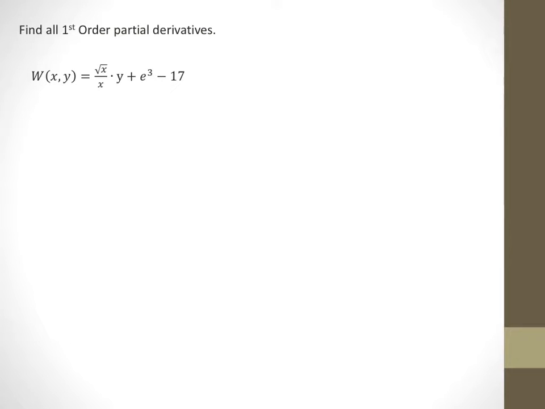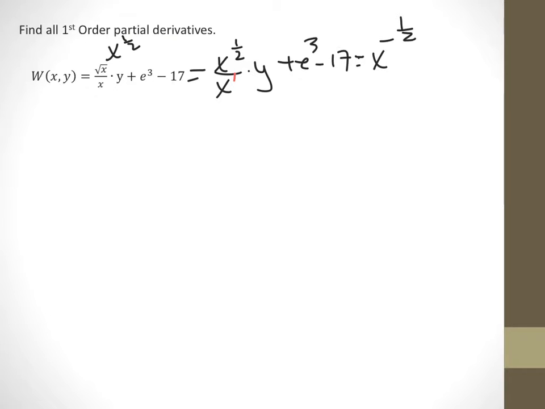Now for this one, we're going to need to do some algebraic simplification first. The square root of x is x to the 1/2. So this guy is x to the 1/2 over x times y plus e cubed minus 17. But x to the 1/2 over x, this has an exponent of 1, and so when we simplify that, we get x to the negative 1/2 times y plus e cubed minus 17. This is what we're taking the derivative of.